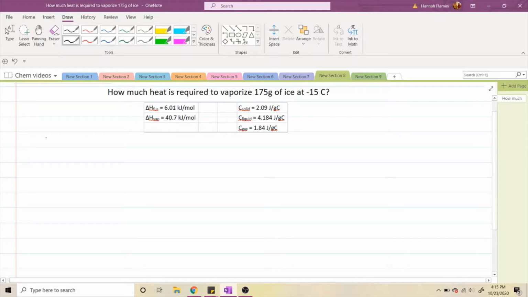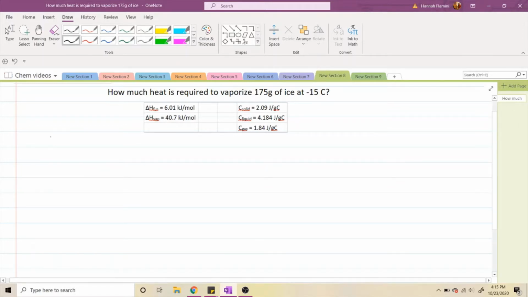How much heat is required to vaporize 175 grams of ice at negative 15 degrees Celsius? So this is a heating curve problem, and it's basically just asking for how much energy you need to put in to go from the solid phase, which is the ice, up to the gas phase.